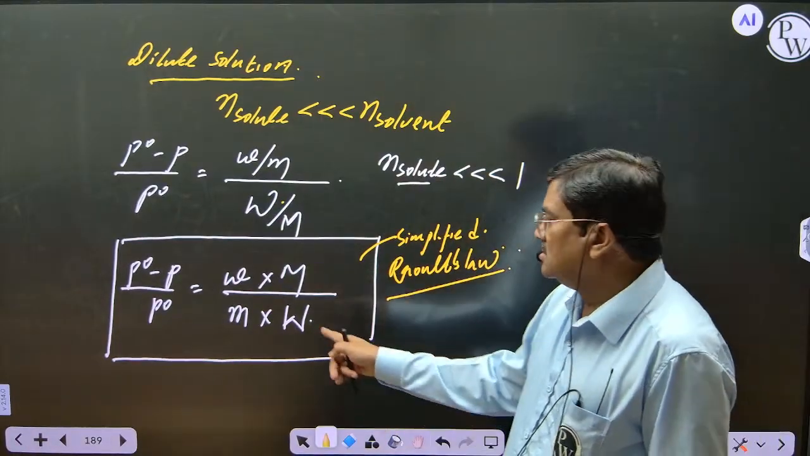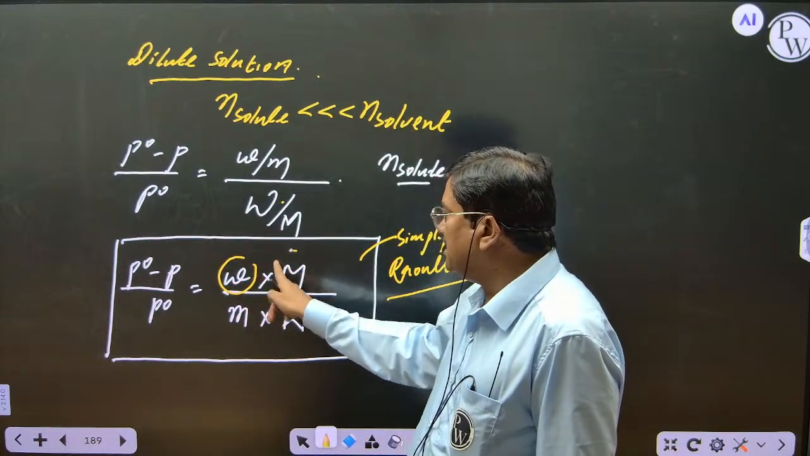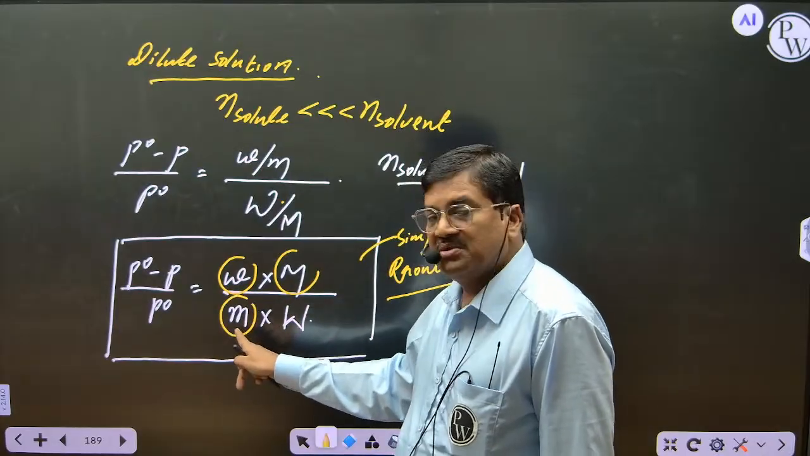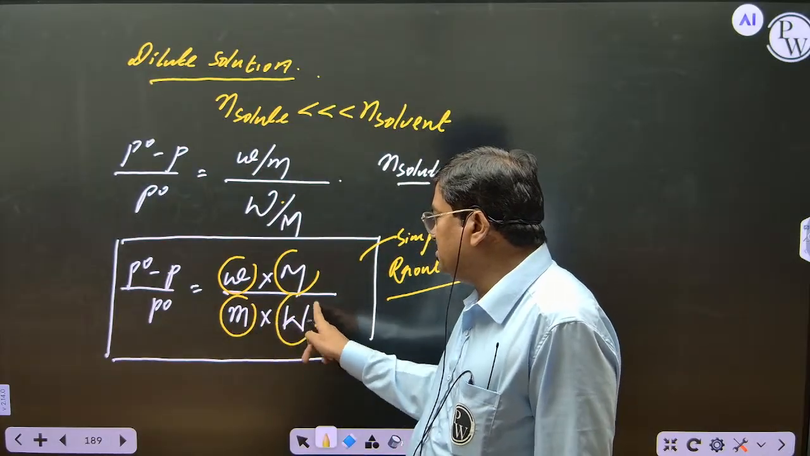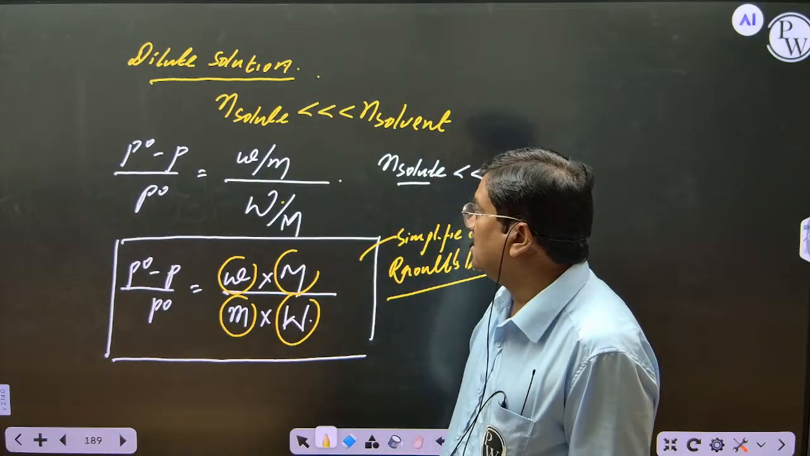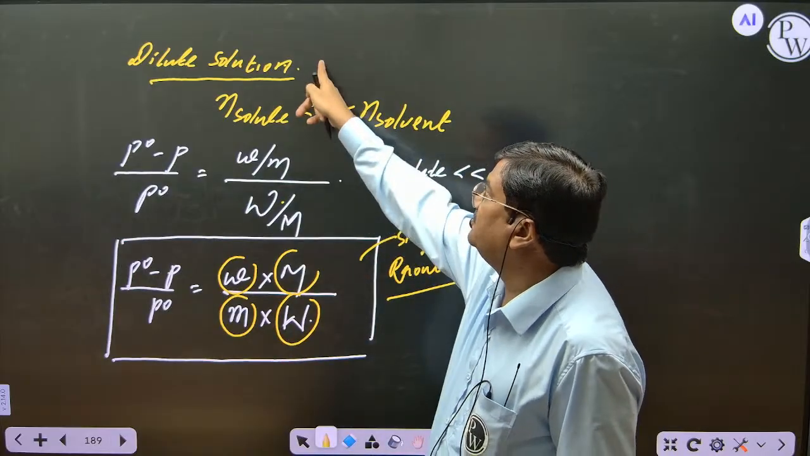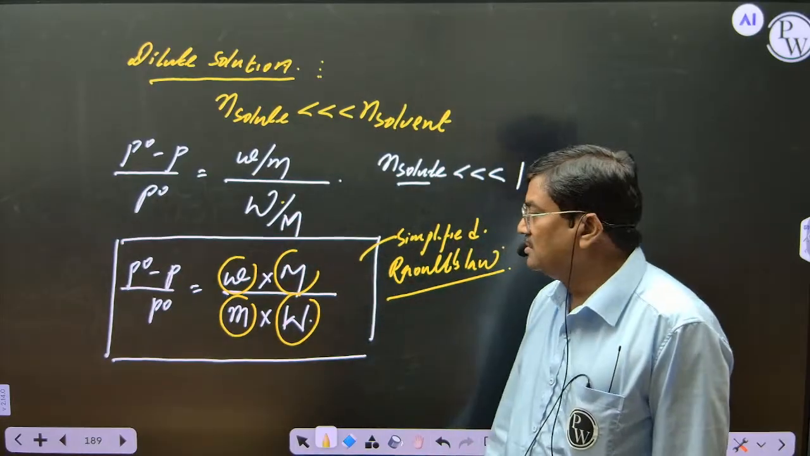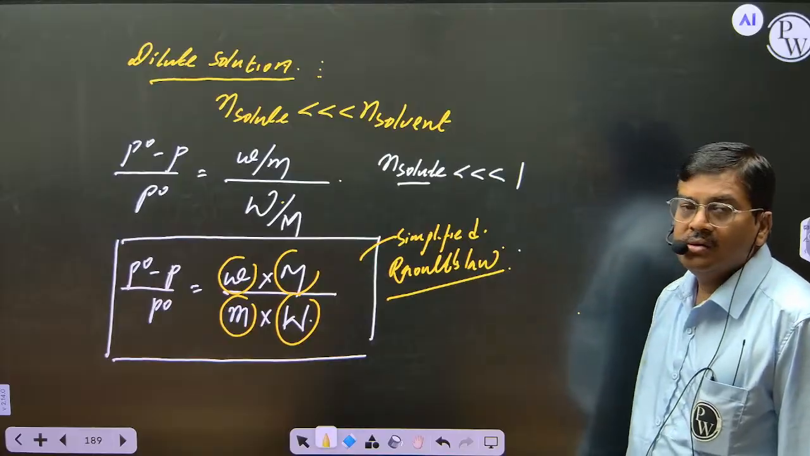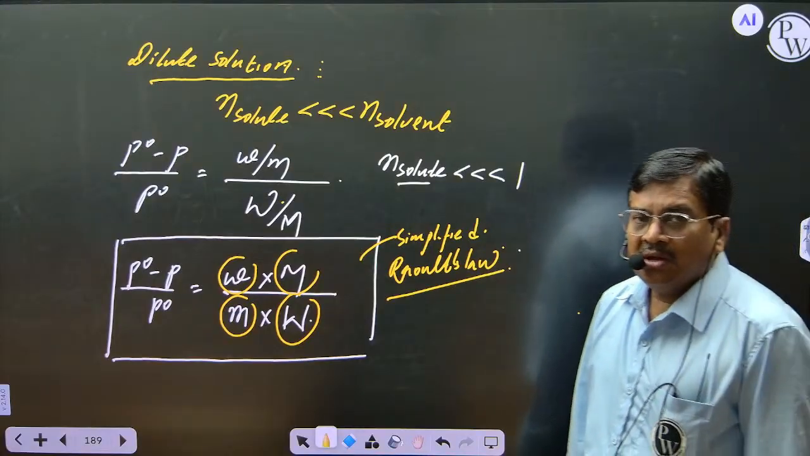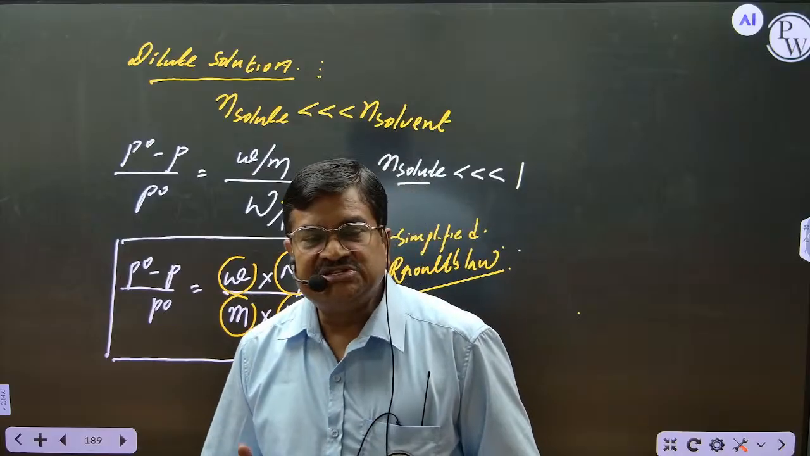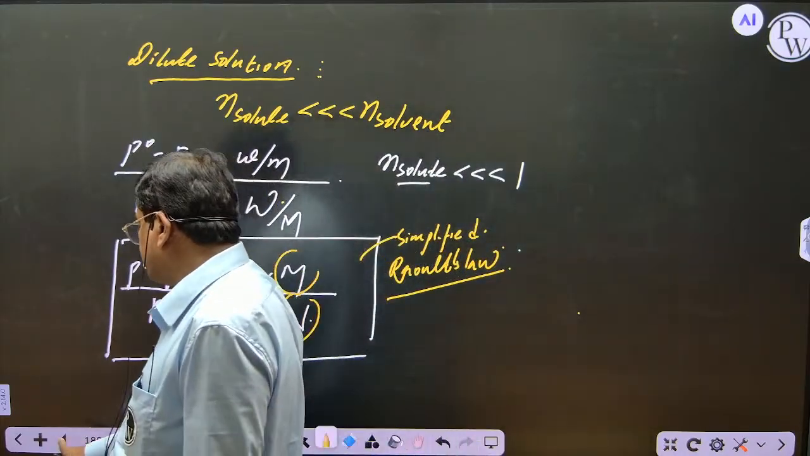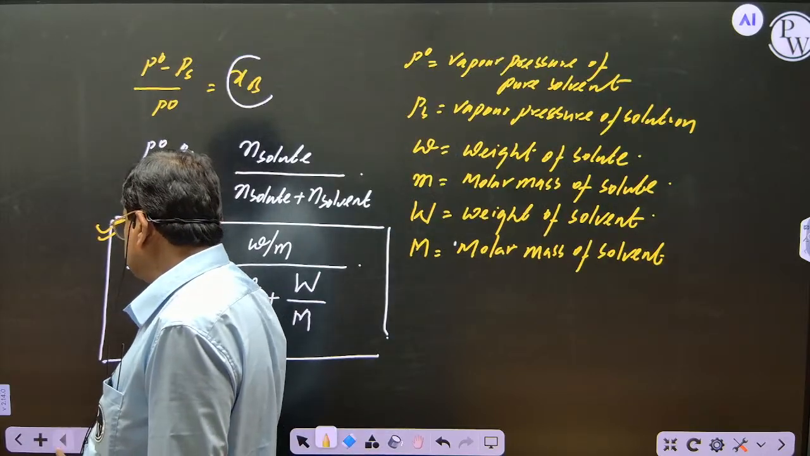This we already wrote, no? Where small w is the weight of solute, capital M is the molar mass of solvent, small m is the molar mass of solute, and capital W is the weight of solvent. Assuming the solution to be dilute, we have to eliminate the moles of solute in the denominator. Understood? This is RLVP, the first colligative property. With this RLVP is completed. Any doubt in this? Till this understood, everyone?